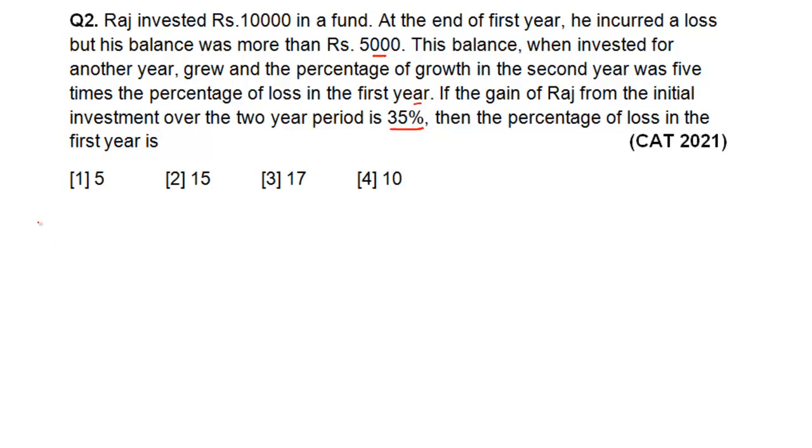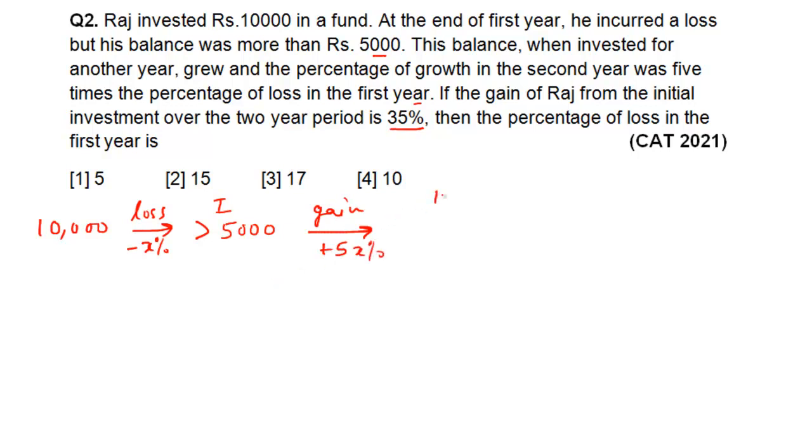Okay, so Raj invested 10,000 and in the first year there is a loss. We do not know the percentage, but let's assume an x% loss, and then the money he has is less than 10,000 but more than 5,000. Okay, but then he gains, and the gain is 5x% in the second year, right?